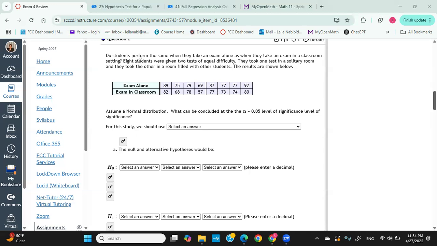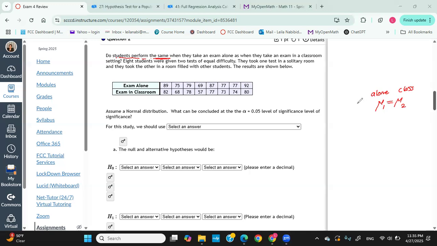And for the claim, it says, do students perform the same, which means the grade for the exam alone is equal to the grade for the exam in classroom. But we don't work with the grade. We usually work with the average or the proportion. Right now, we have information about the average grade. So that means we have information about the mean, mu, mu1 and mu2. Mu1 is when they took the exam alone. Mu2 is when they took the exam in classroom. And we want to see if they perform the same.